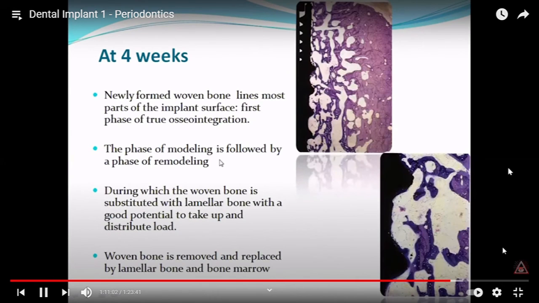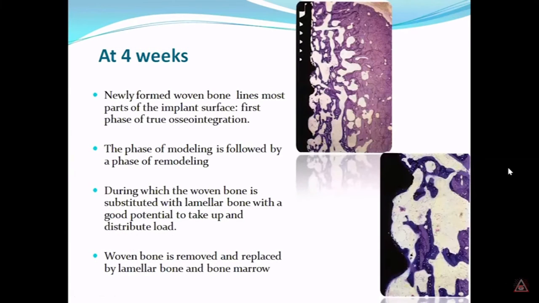And thereafter, after 4 weeks, bone lines most of the implant surface. So all around the implant surface is woven bone. Now this is the first phase of true osseointegration. We want woven bone, so that after a few weeks, this immature bone will be replaced by mature bone. So this phase of modeling is followed by a phase of remodeling.